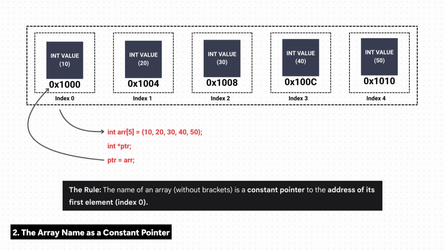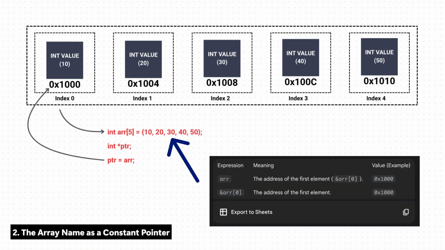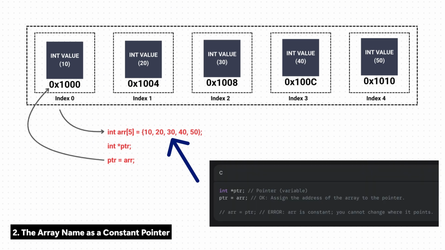The rule: the name of an array, without brackets, is a constant pointer to the address of its first element, index 0. Consider this array. If we print the address of the first element and the array name, they will be identical. Key difference: an array name, ARR, is a constant pointer. This means you cannot change the address it points to.